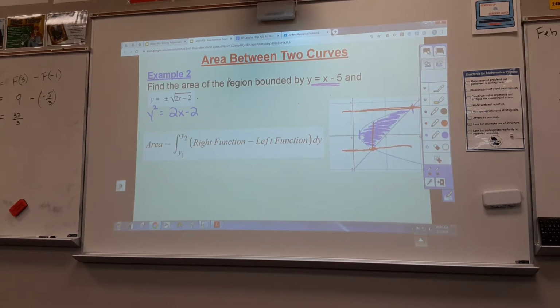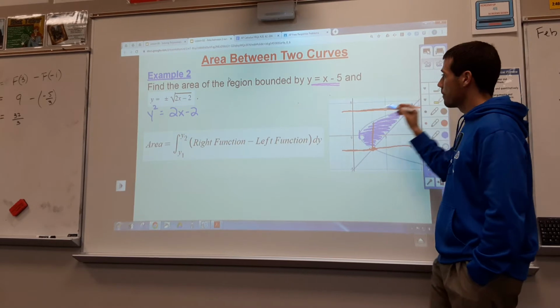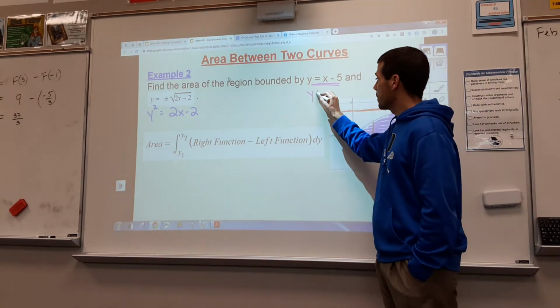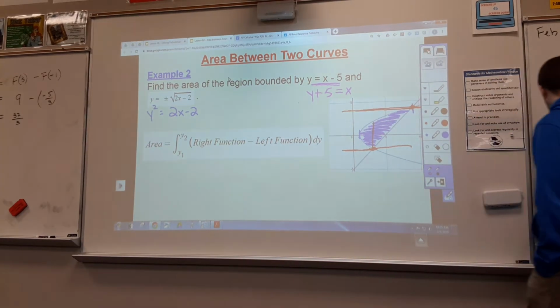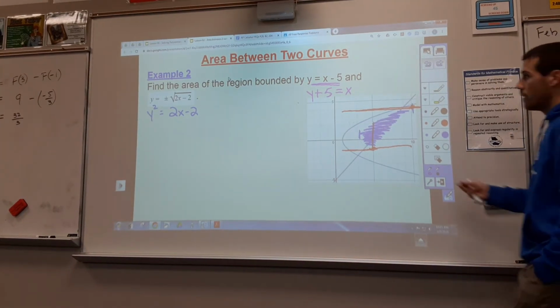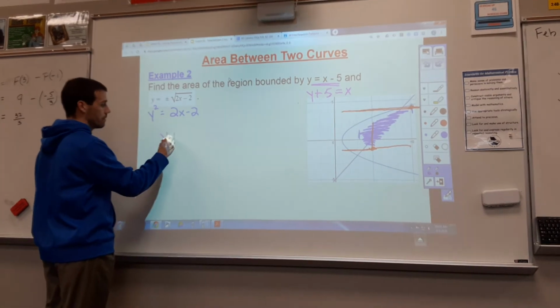Well, I was going to switch them in terms of y instead. Okay, let's do that. All right, so if I switch this one in terms of y, what are we going to have? Plus 5. So this would be y plus 5 equals x. All right, so we're going to use that function. So I'm going to write that here.